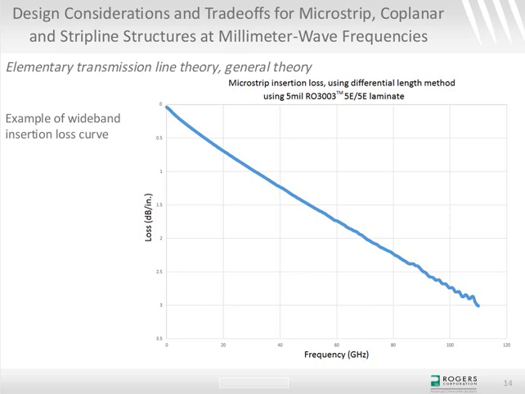So this is a microstrip transmission line. It was based on a substrate that's 5 mil RO3003 laminate, going from about 10 megahertz out to 110 gigahertz, which is as wide a band as I can measure. And it's actually pretty well behaved.